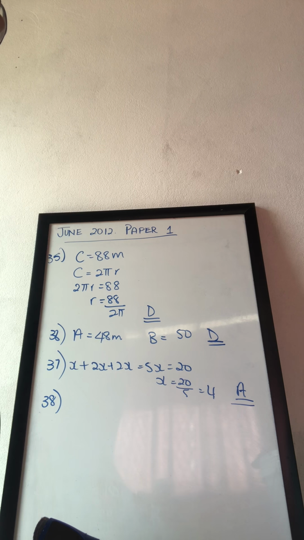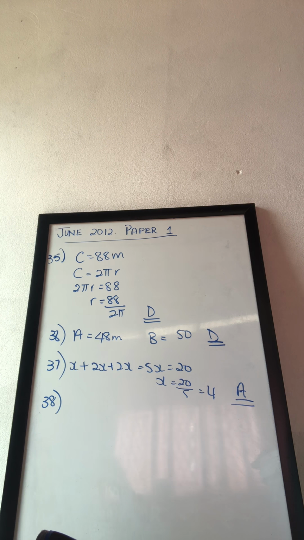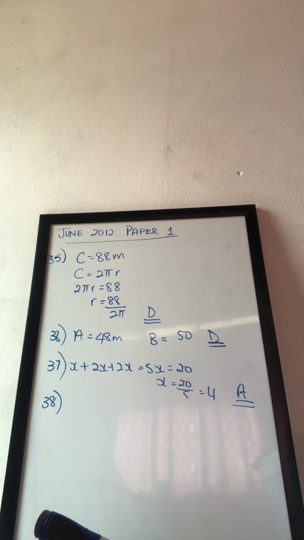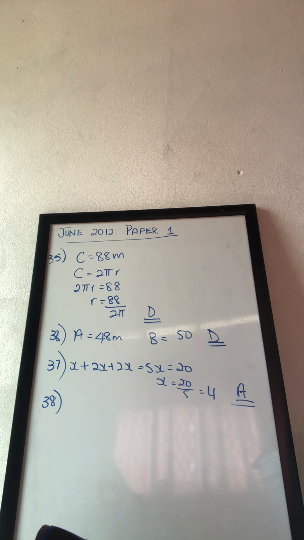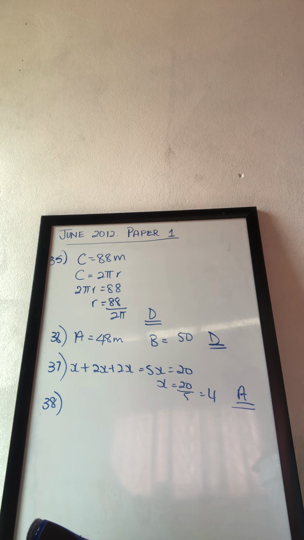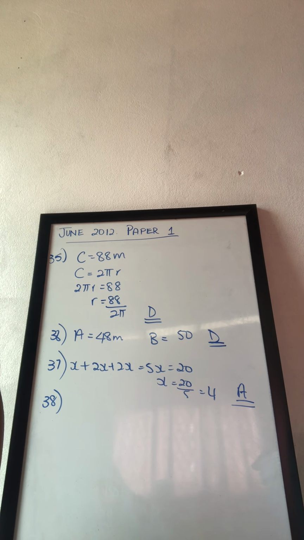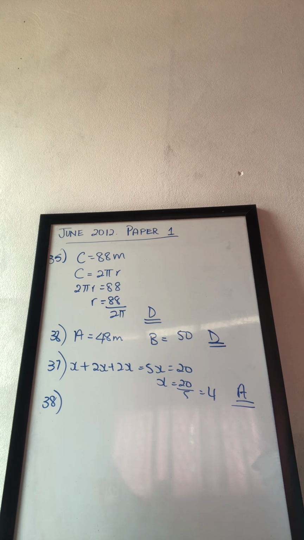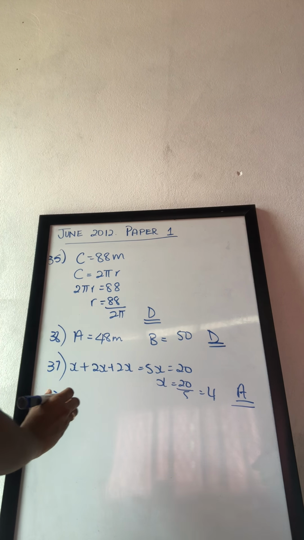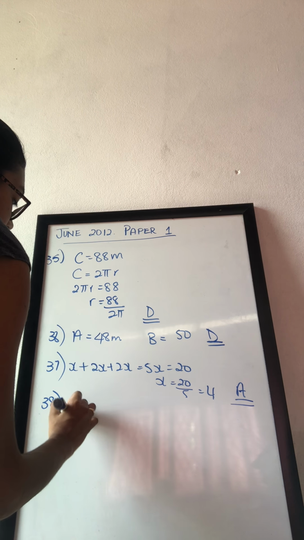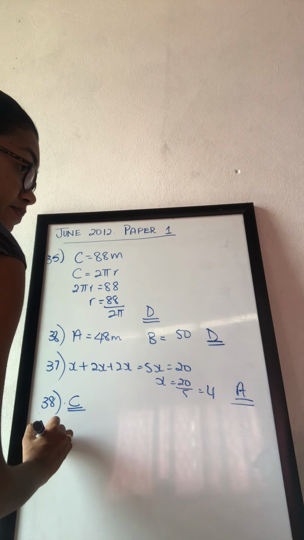38. The area of a rectangle is 53.6 centimeters squared. If the length is multiplied by 4 and the width is halved, so 4 by a half is 2. So therefore we multiply the area of the rectangle by 2, which is 53.6 by 2, you get 107.2, that is C.